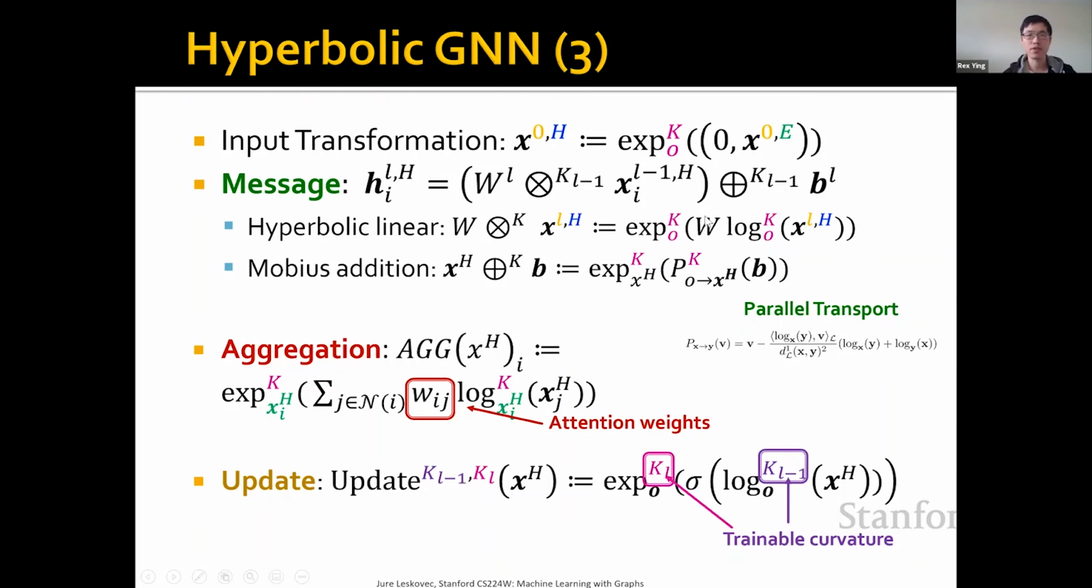Notice that all these functions, although they are very complex, are differentiable. So we can also use PyTorch and any auto differentiation software to perform these operations.